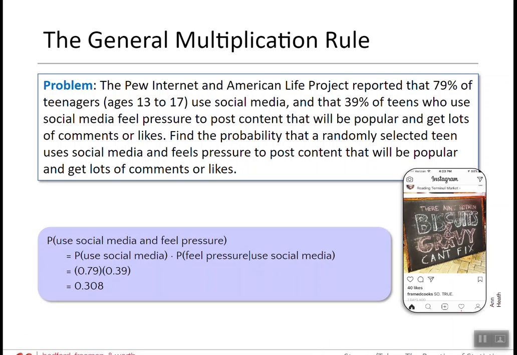Now, if you were given a little bit of different information, you could do the same calculation by just switching events A and B. So here we have the probability of A and B, the probability of A times the probability of B given A. It depends on what information you're given in the paragraph. You could easily switch it so you have the probability of B and A, you have the probability of B times the probability of A given B, and you'll end up with the same final answer. It just depends on what information is given in the paragraph.